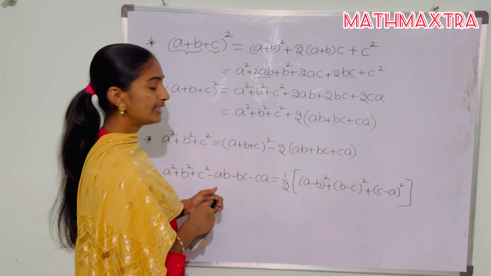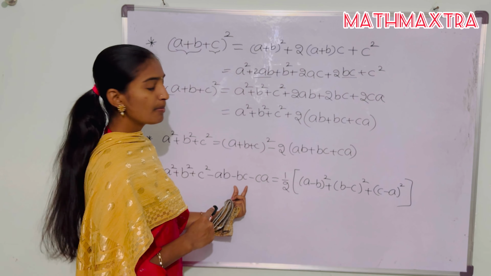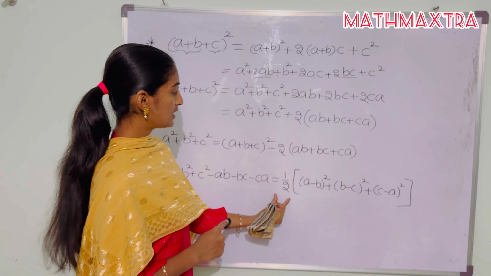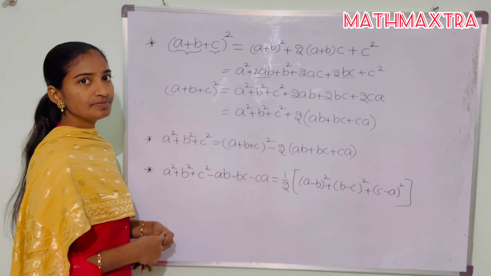Our next identity is a square plus b square plus c square minus ab minus bc minus ca, which is equal to half of (a minus b) whole square plus (b minus c) whole square plus (c minus a) whole square. If we know the difference of any two terms, then you can calculate this value easily by this formula.